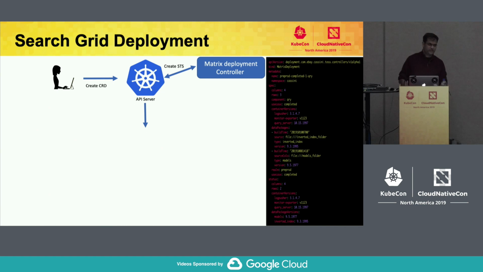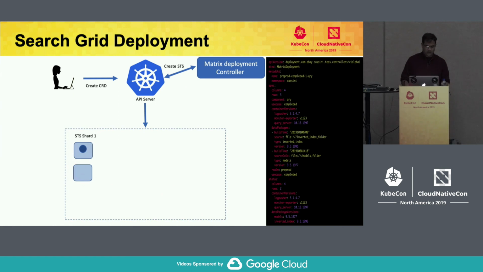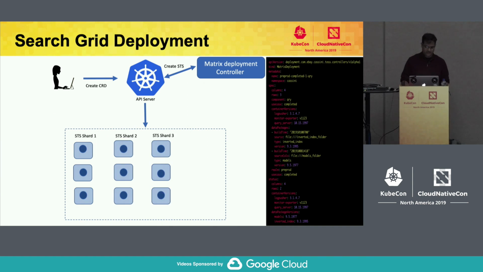As Mohnish mentioned, the shards of each column needs to be distributed across the racks. So we use a combination of pod anti-affinity and affinity rules to achieve this kind of layout. So the stateful sets are created and the grid is formed as we just illustrated. Since the operator has asked for 4 columns and 3 rows, we create a search grid with this configuration.